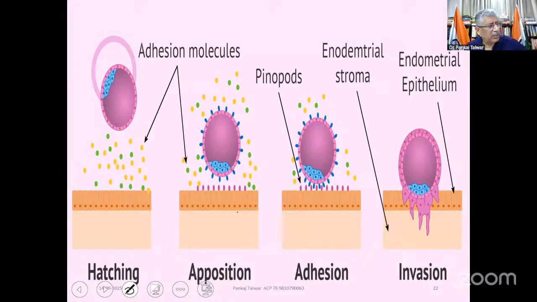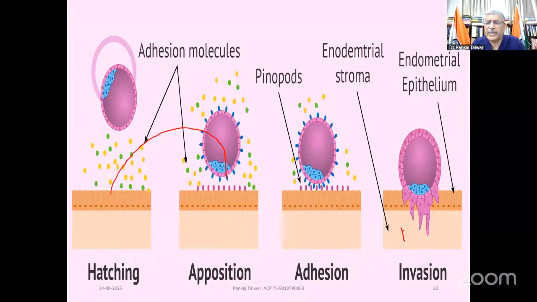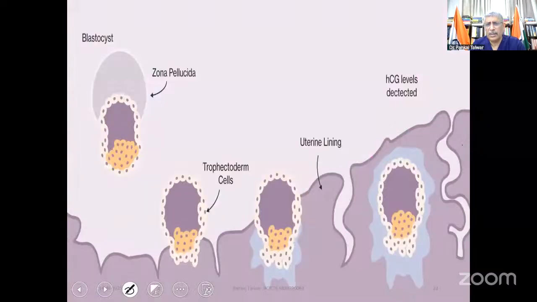And when embryos go inside the uterus, the blast will hatch in the uterus, in the endometrium. It will have apposition, adhesion, and then invasion, and then we get beta HCG positive, which we check on day 15 to day 16. That's where the whole journey occurs.